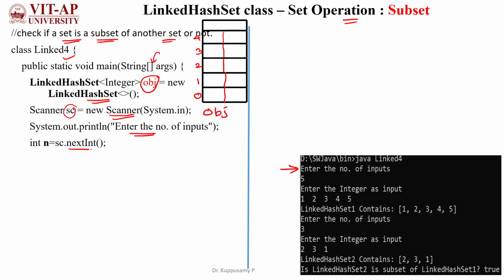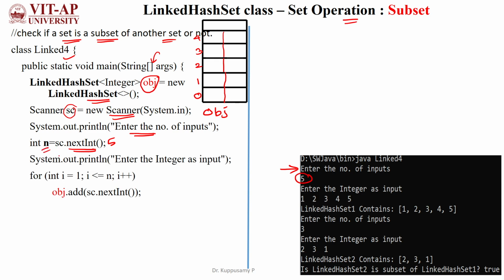Then I am receiving the number of inputs as 5, which is entered during runtime. The value of n is now 5. Then we are displaying "enter the integers as input". Here the n value is 5, so this for loop will execute 5 times, one by one.